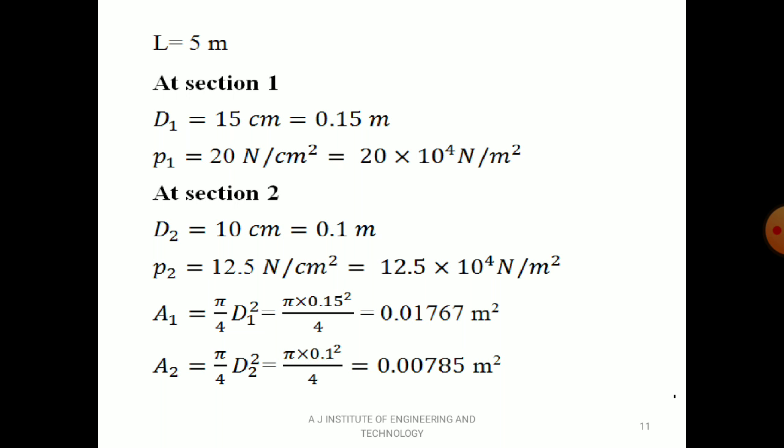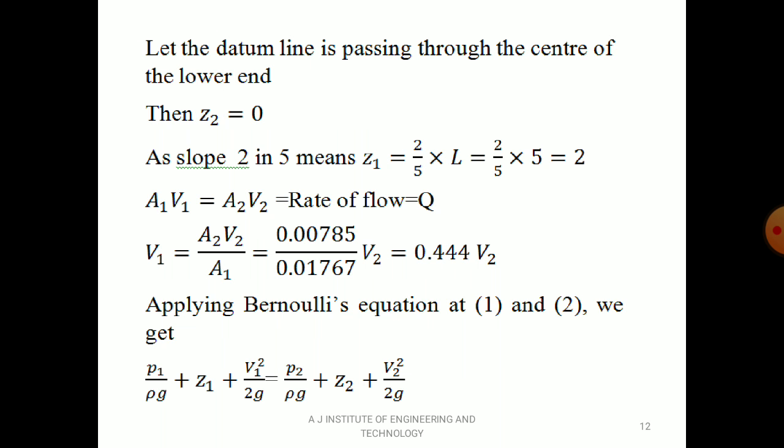Then A1 equal to pi by 4 D1 square, the cross sectional area at section 1. That is equal to pi into 0.15 square divided by 4, which is 0.01767 meter square. Similarly A2 equal to pi by 4 D2 square, that is pi into 0.1 square divided by 4, which is 0.00785 meter square. Those are the values of A1 and A2. You just have to remember the cross sectional area formula, pi by 4 D square.